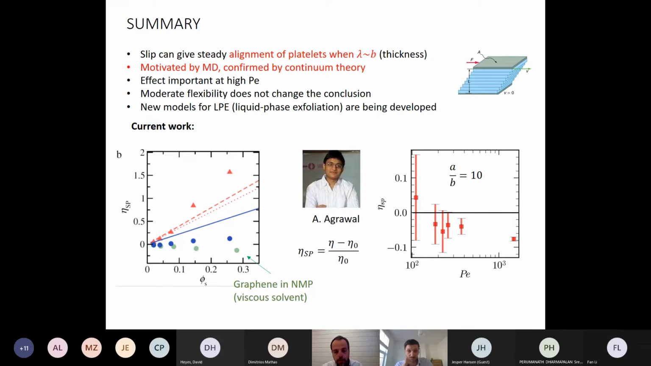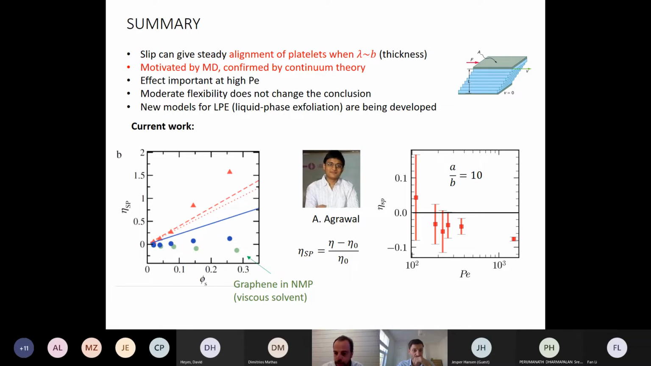In current work, we are trying to completely understand an initial observation that is for us very puzzling. When we started considering the excess viscosity of graphene in different solvents, we also included NMP as a solvent. NMP is particularly viscous, and we found a result that was extremely puzzling and still is. We found a value of the excess viscosity, or specific viscosity, which is negative.